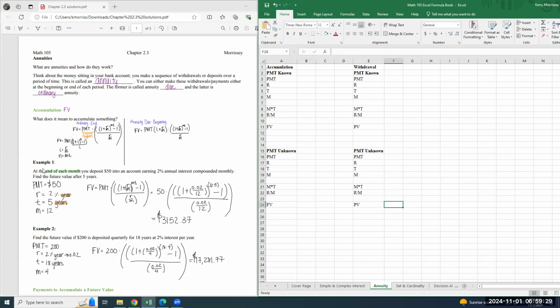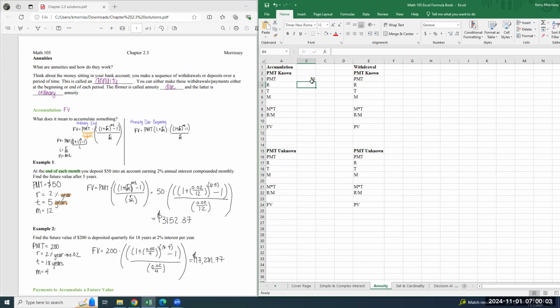So it says, in example 1, at the end of each month, you deposit $50 into an account earning 2% annual interest compounded monthly. Find the future value after 5 years. So let's have you pause the video and put this information into the following equation. So we said we have $50, that is your deposit, right? When it talks about deposit versus withdrawals, if you deposit something, you're putting money into it in order for the account to grow. So we are trying to grow to this future value.